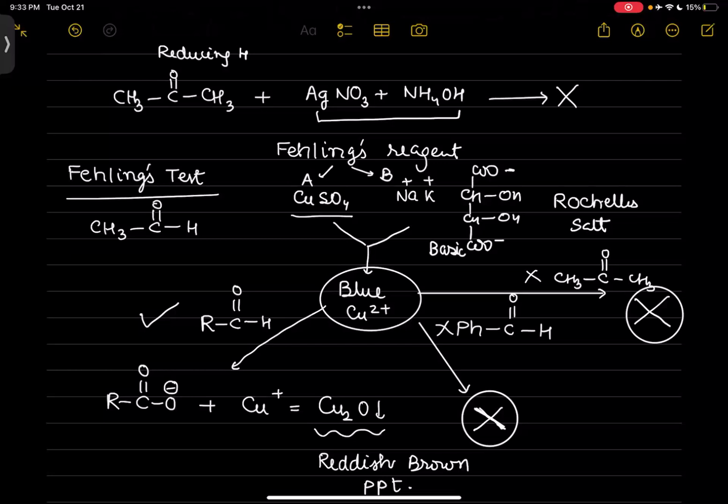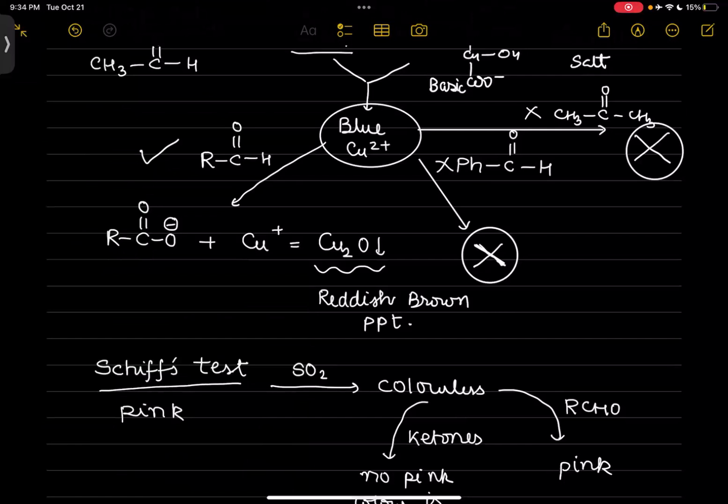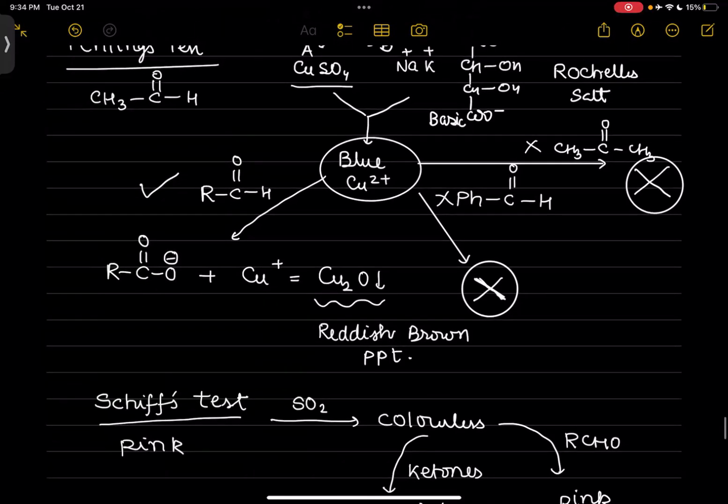Then you have Fehling's test. What care needs to be taken for Fehling's test? Could you just quickly tell me who will not give Fehling's test? Marwa, can you hear my voice? Am I audible? Yes. So who will not give? Exception to Fehling's means they are aldehydes, but in spite of being aldehydes, they will not give the test.